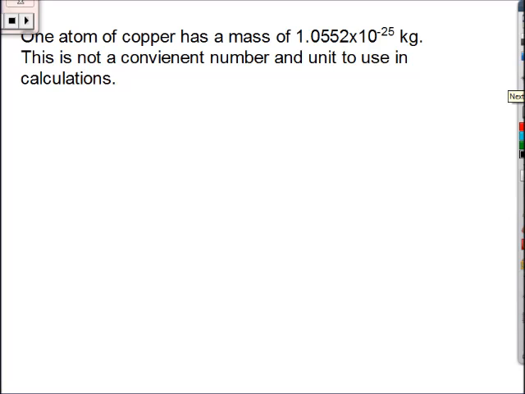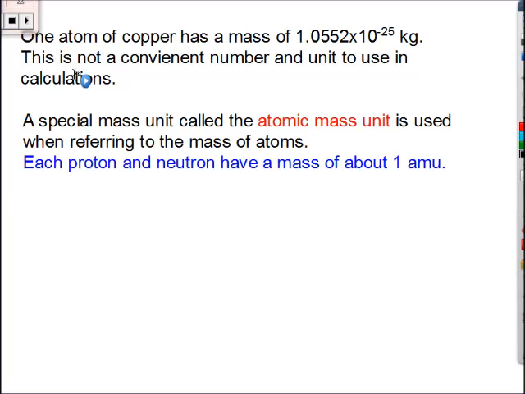Atoms are very small. We know that an atom of copper has a mass of about 1 times 10 to the negative 25th kilograms. Now, it's not a convenient number. Nobody likes to use scientific notation. You guys know that. It's difficult to use sometimes, and it's kind of hard to get your mind around how small it is. So, in the last section, section 2, we start talking about the atomic mass unit.